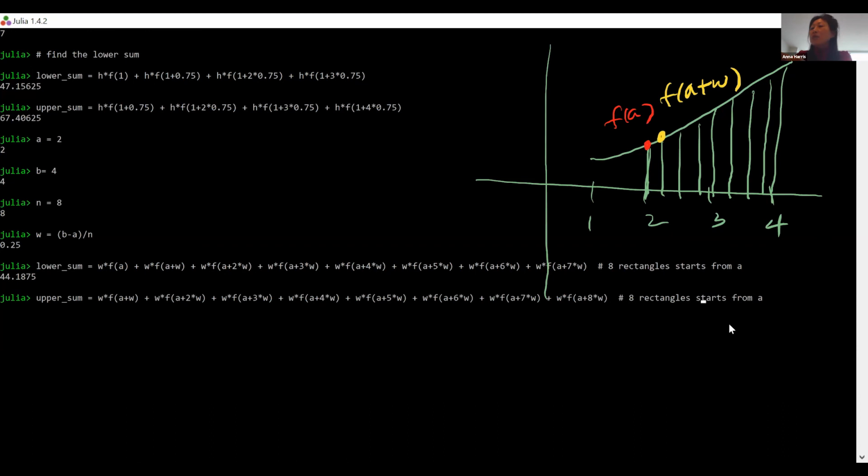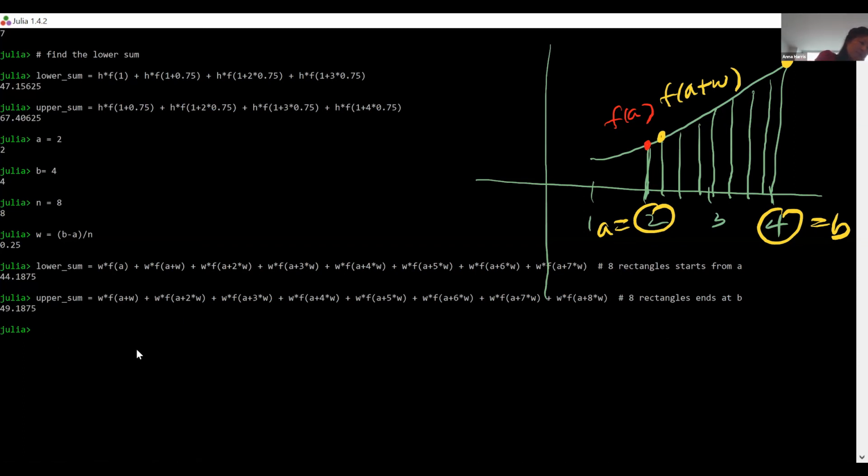That's 8 rectangles. Where does it end? It ends at B. The 8th rectangle ends right here, F of B. This is your B. That's your A. So I'm done, and I can finish my work. By defining all this, I can finish all this work in 5 lines instead of tediously doing it one by one. So you just found it.